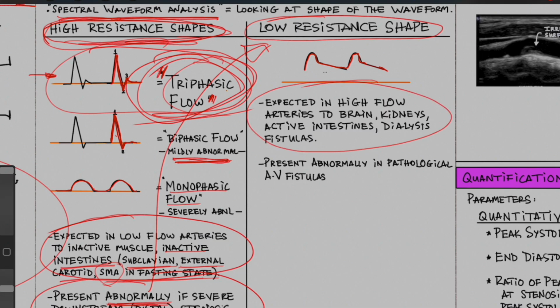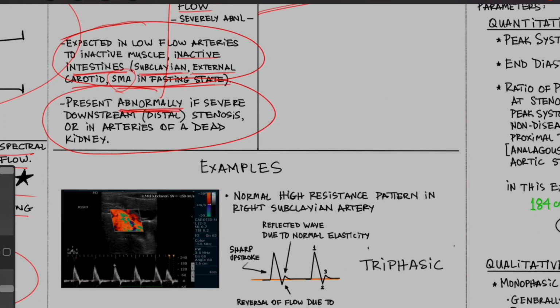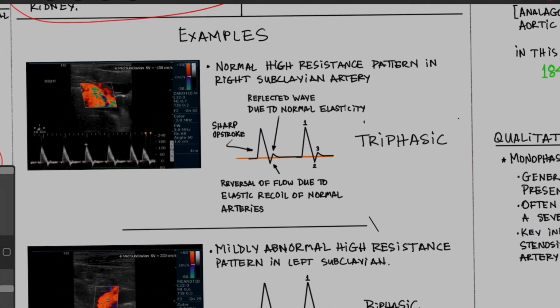Anyway, this is expected in high flow arteries to the brain, kidneys, active intestines, dialysis fistulas, very active muscle. And it's present abnormally in pathological AV fistula. So that makes sense. You all know what it sounds like when somebody has an AV fistula and you auscultate them. It sounds like so, that's the pattern in an AV fistula.